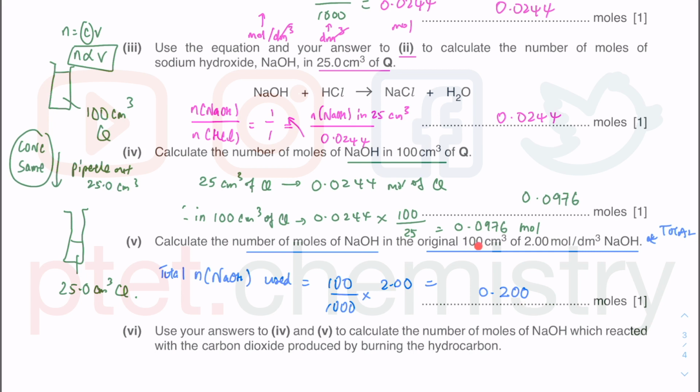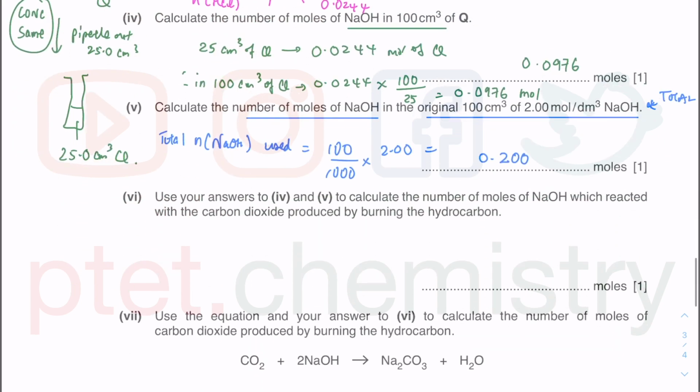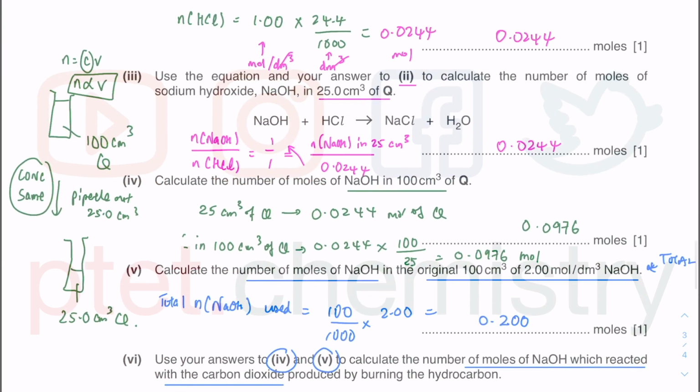1, 2, and 3. 1, 2, and 3 sig figs. So you've got to use the appropriate number of significant figures based on the data given, based on the rest of the data in your calculations. Use your answers to part 4 and 5. What is the mole of NaOH which reacted with the carbon dioxide? This is unreacted.